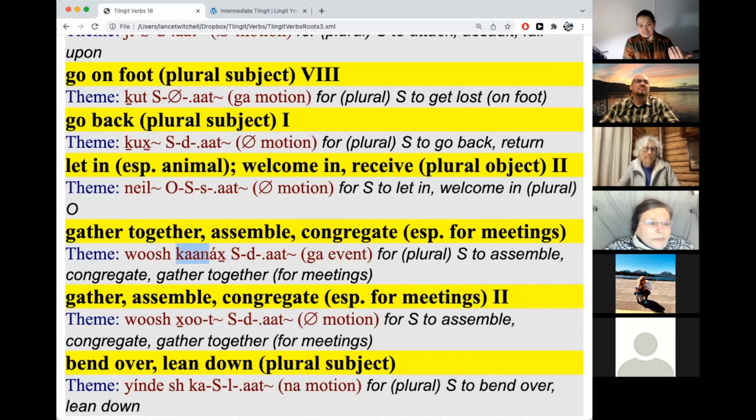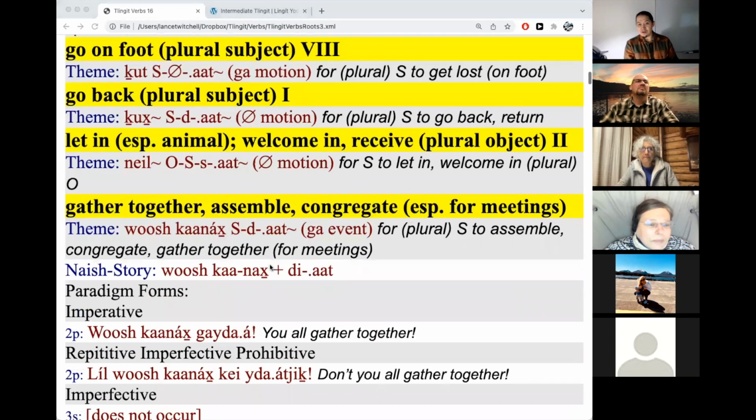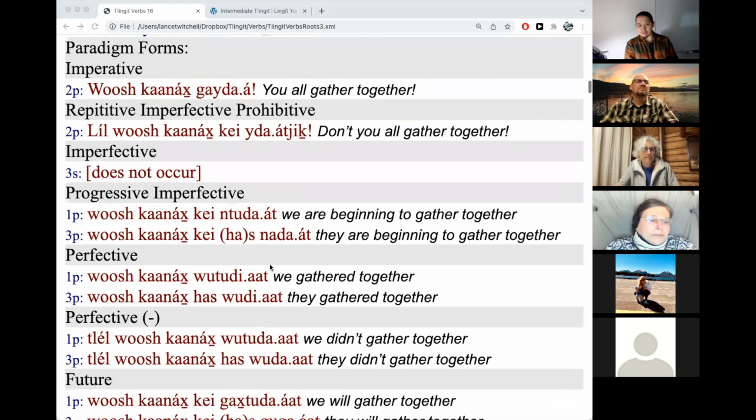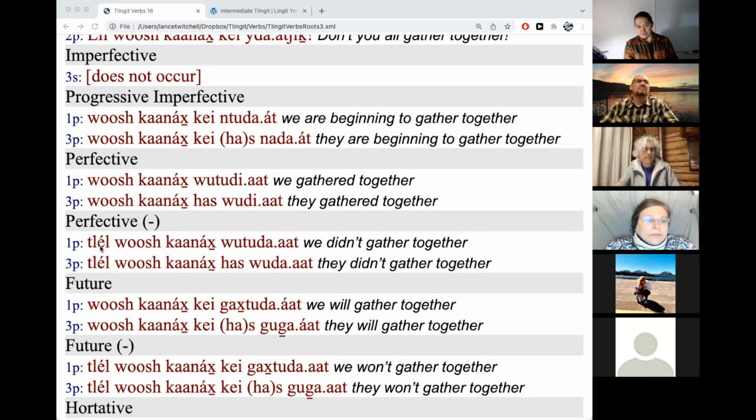I say it like this because that's how I first learned it from Nora, but I also will sometimes say it like this when I'm around other speakers who say this way sounds weird. But I think either one works, if you have a speaker that prefers one, and maybe we'll figure out what the difference might be between the two. So you could have something like this. You do have a perfective: wush kadnach wututa'at, we gathered together. But I think you could also say wush kadnach auda'at, which would be, as motion verbs do weird things with fourth person, people gathered together.